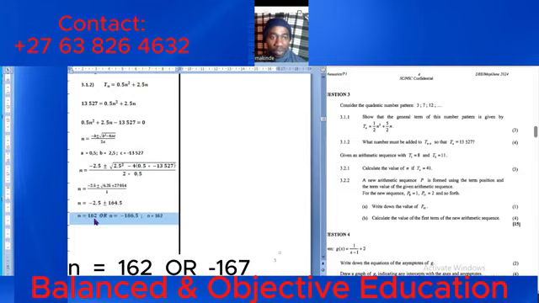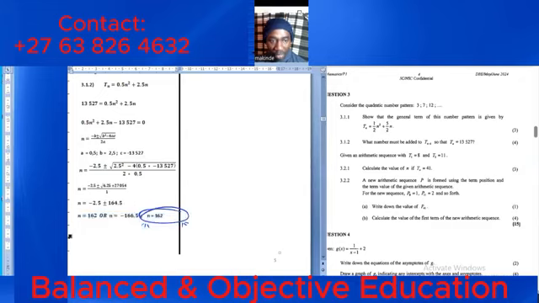So n equals 162, or n equals negative 166.5. Right? But n cannot be equal to a negative value. So we would go with n equals 162.